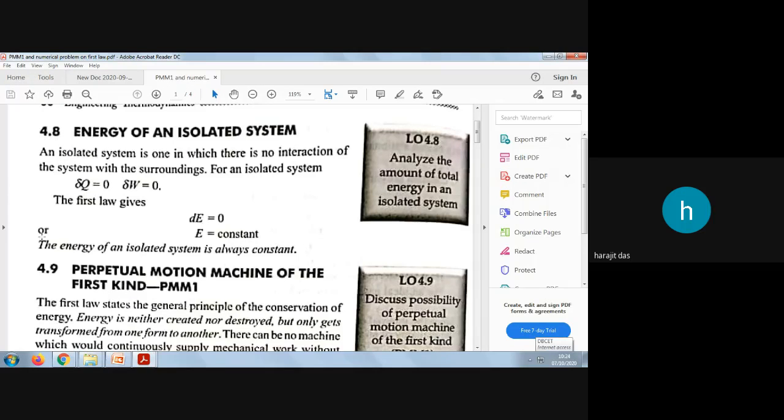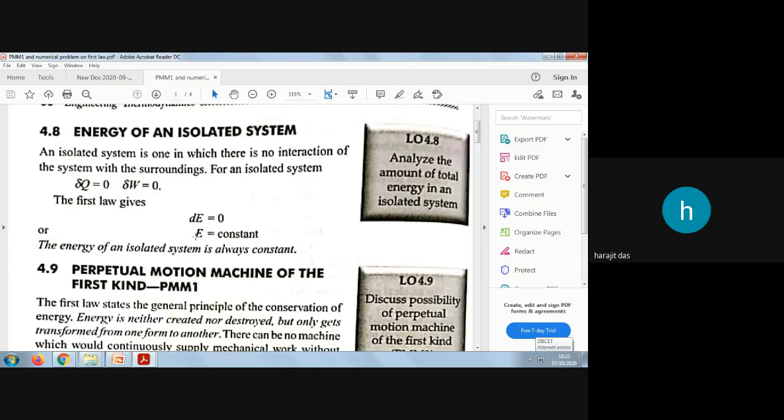So if you are asked to prove it mathematically, then this is the logic. Because there is no transfer of energy through the boundary, delta Q will be equal to 0 and delta W will be equal to 0. That means by the first law, dE equals 0, because delta Q minus delta W equals dE for any process occurring in an isolated system. Understood? So finally you will get E equal to constant.